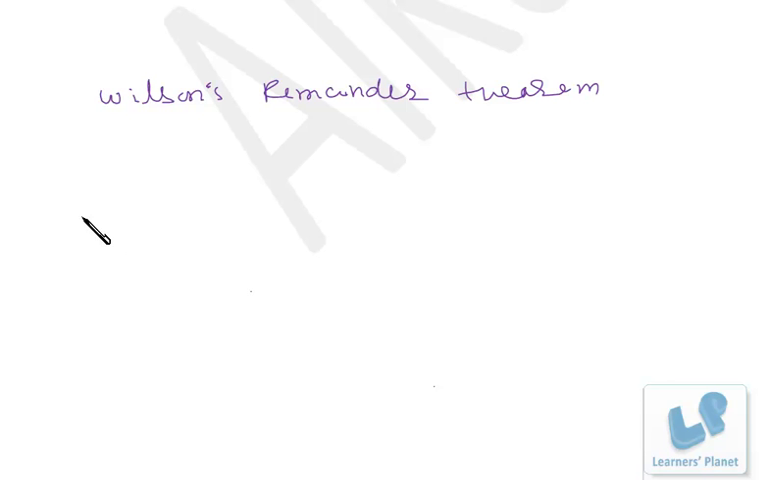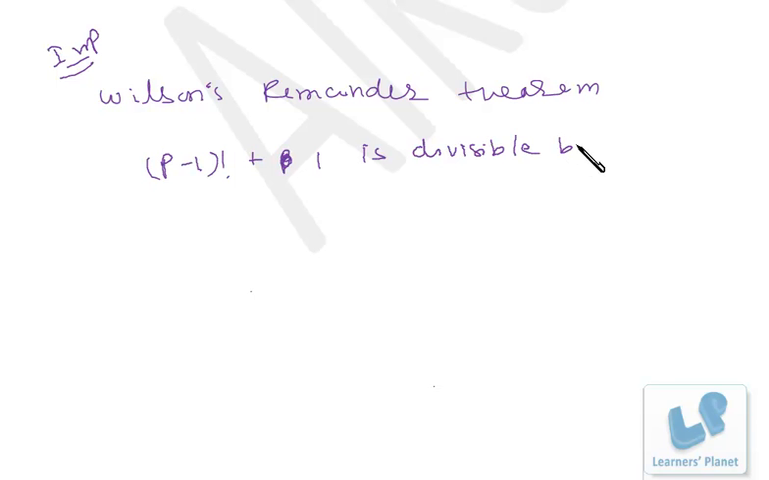Now friends, we are going to discuss Wilson's remainder theorem. The questions based on Wilson's remainder theorem are asked in the CAT examination 4 to 5 times, so consider it an important one. Now what exactly is Wilson's remainder theorem? See, p minus 1 factorial plus 1 is divisible by p if p is a prime number.